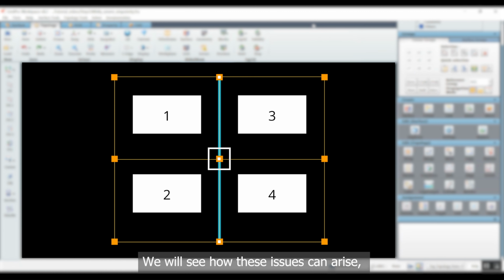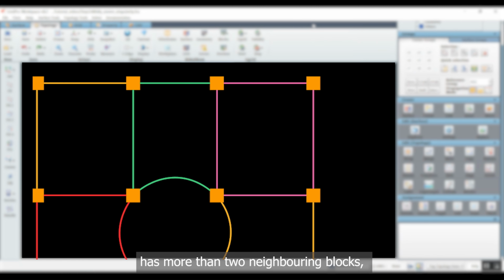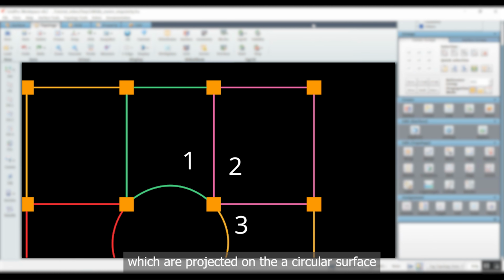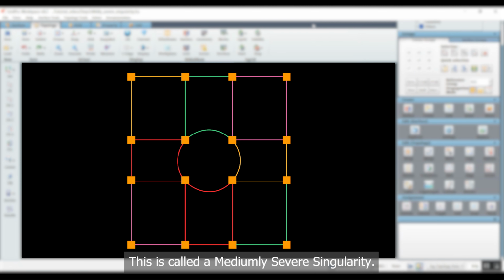We will see how these issues can arise with the help of an example. Let's look at a 2D case of a circle within a square. In this case, a corner on the circular boundary surface in 2D has more than two neighboring blocks, which are projected on the circular surface. This will lead to cells which are non-orthogonal on the surface. This is called a mediumly severe singularity.